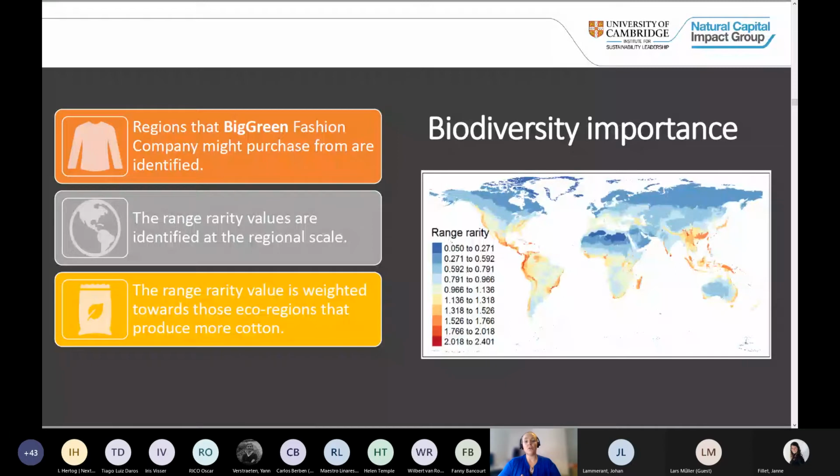But often again, we don't know where within a country a company is sourcing from. So what we use is subnational production information to weight our answer to those regions that produce more of a commodity of interest. So for example, the big green fashion company doesn't know where within a country they're sourcing from, but we can start to narrow that down by focusing on those areas which we know produce cotton. Next slide.